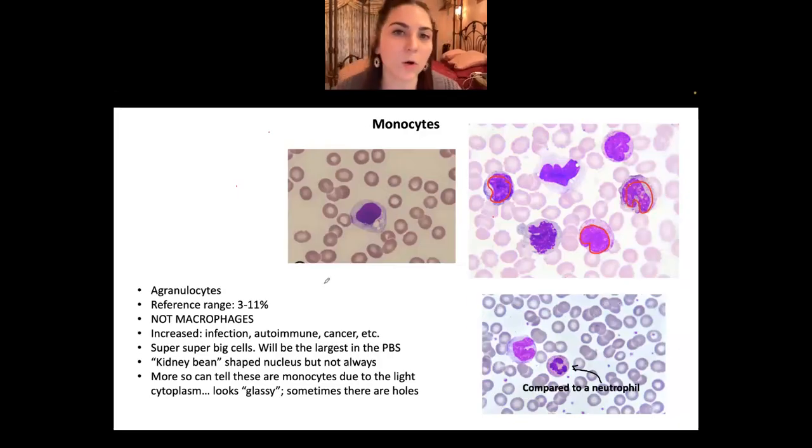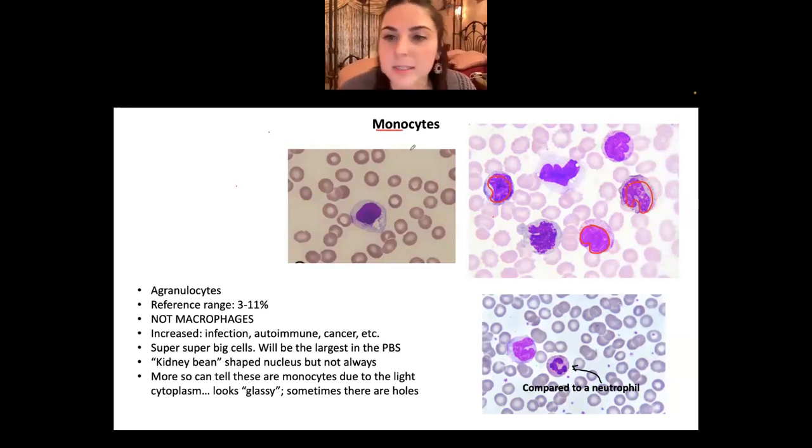They can be increased for a whole number of reasons. I mean, these are eventually going to turn into antigen presenting cells. They're going to eventually turn into macrophages in the tissues. So you can see them increase in a bunch of different stuff, but these are going to be the absolute largest cell on the blood smear. Monocyte, they're mono for one nucleus, and they're just giant cells.